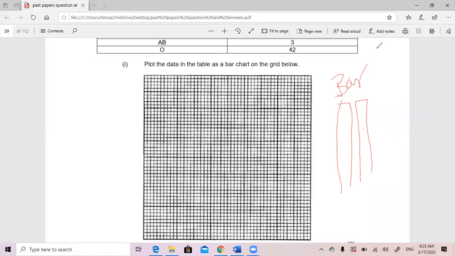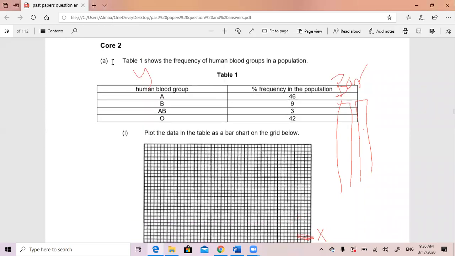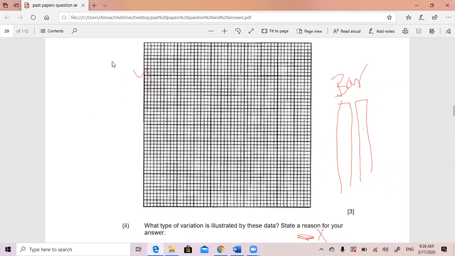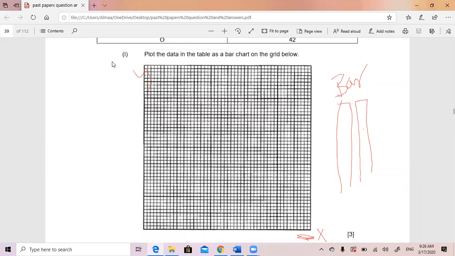Understand? He wants columns here. So that is the x axis here. Orient the axes carefully. That is the x, that is the y, and you plot it. It is very easy. We have 4 columns. So write 4 columns like that, according to the table above. That is the table in front of you. Write A, then B, then AB, and you write like that. You'll draw like that. Okay.